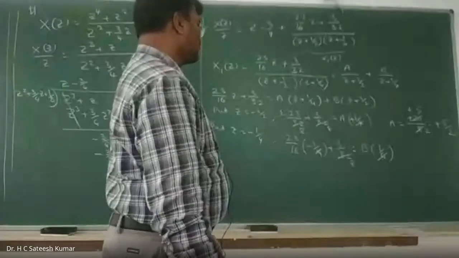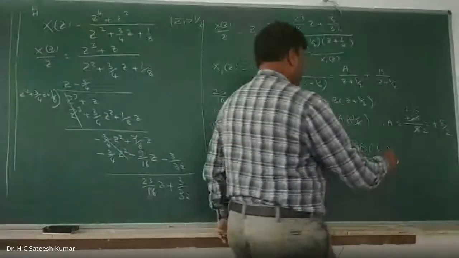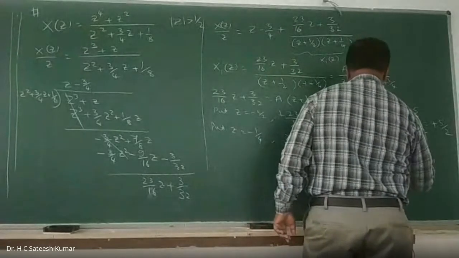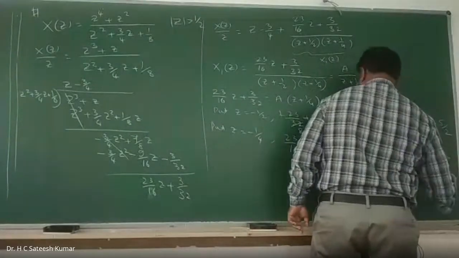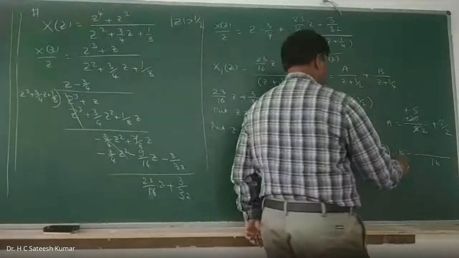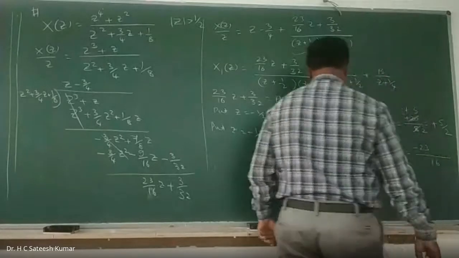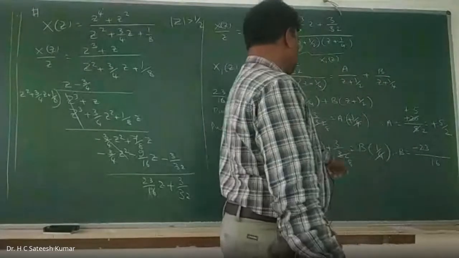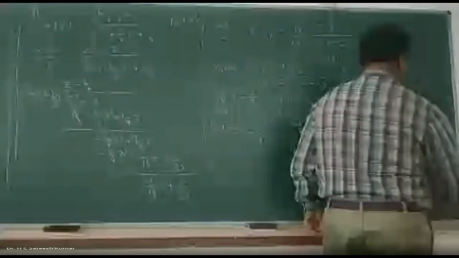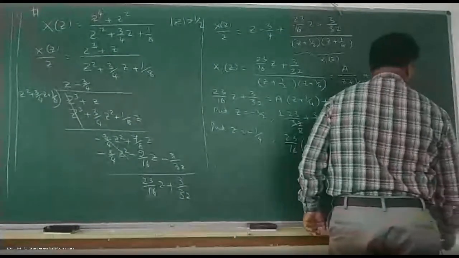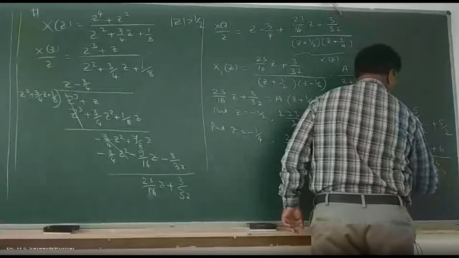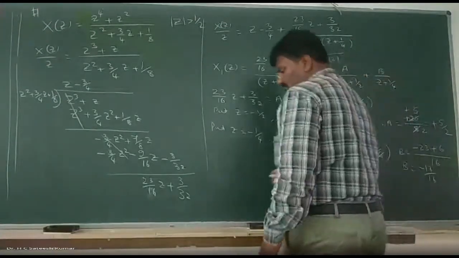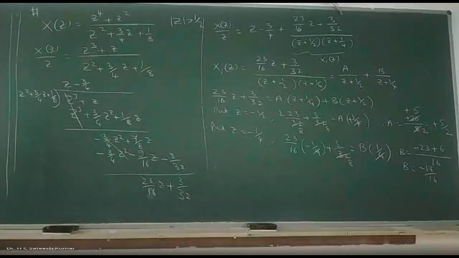Okay, right. Now what do we have? So therefore B is equal to, take the LCM. 8 and 16, LCM is 16. And this is minus 23, and this is 2 times 3, which is 6. Okay, right. Minus 23 plus 6 is what? B is equal to minus 17 by 16. Okay, minus 17 by 16 is the right answer.